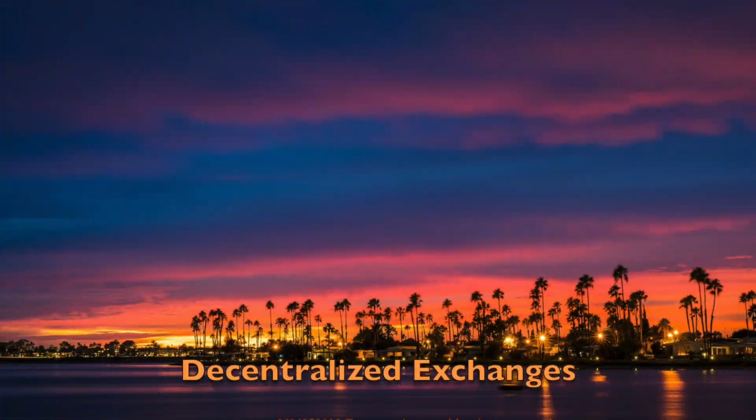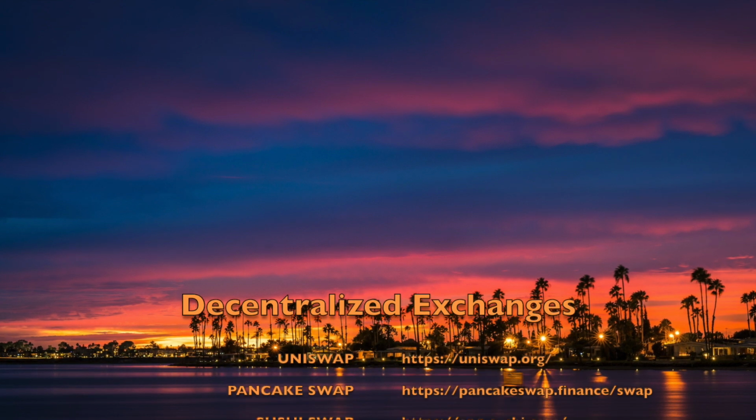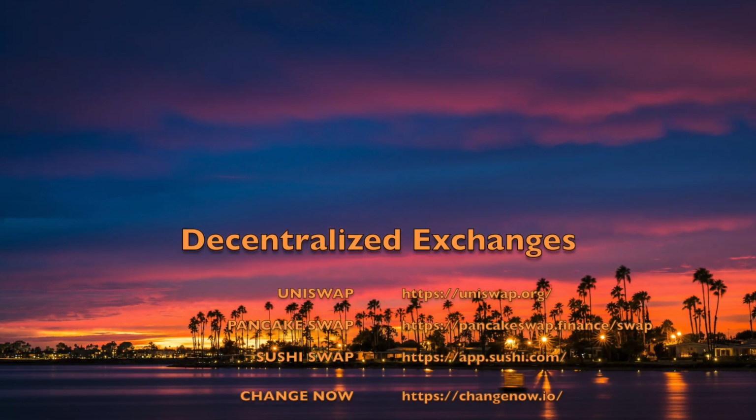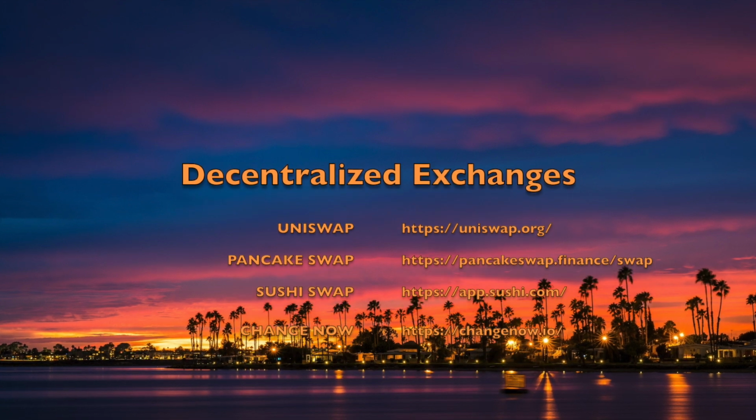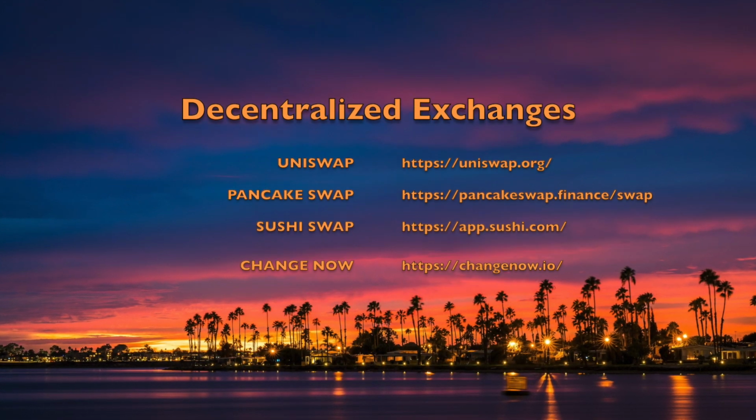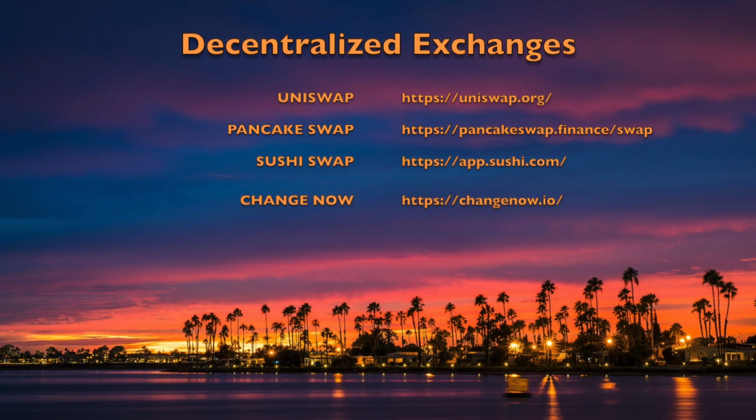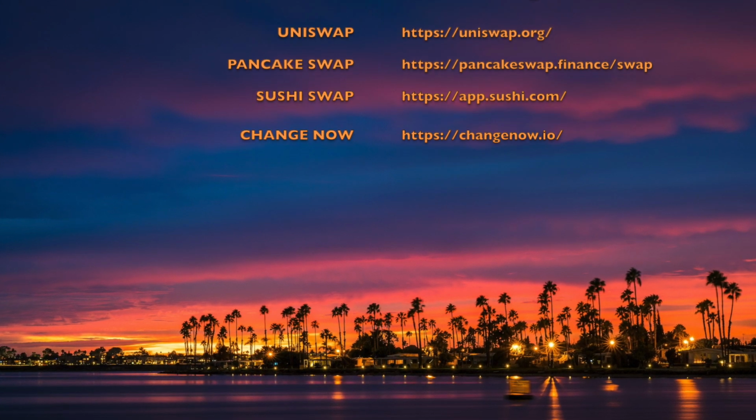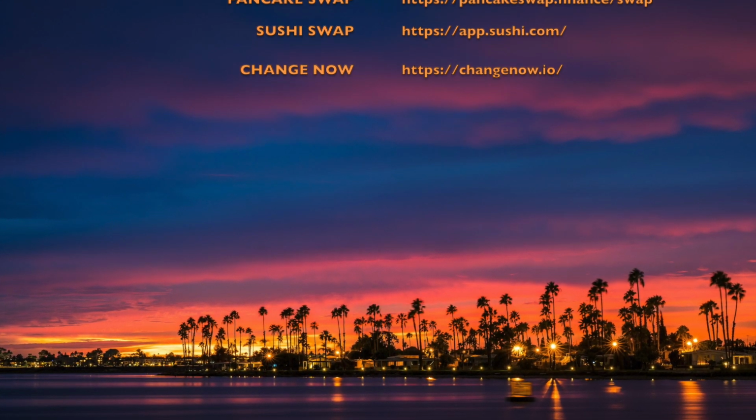In order to access these coins, you need to use a decentralized exchange. Exchanges like Uniswap, PancakeSwap, SushiSwap. Now, unlike Coinbase or these other centralized exchanges, they don't require any of your customer information. No names, no addresses, no social security number.